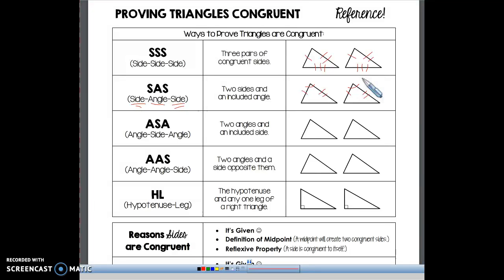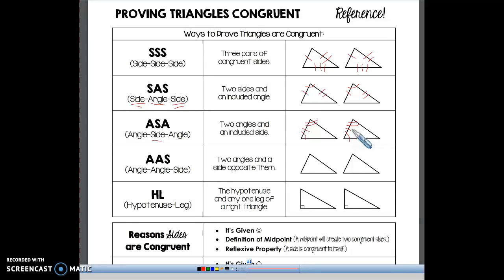The third congruence conjecture is angle, side, angle. Remember here the side has to be right in between the 2 angles. Again, this can be marked anywhere on the triangle, but if this set of angles was congruent to each other, those corresponding angles, and then say this top set of angles were congruent, those are my 2 sets of angles, therefore the side has to be right in between them, which would be that side's congruent to that side.